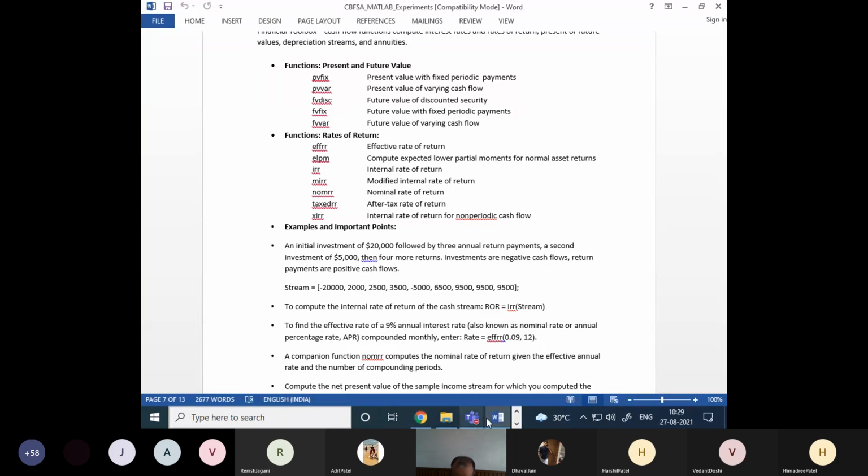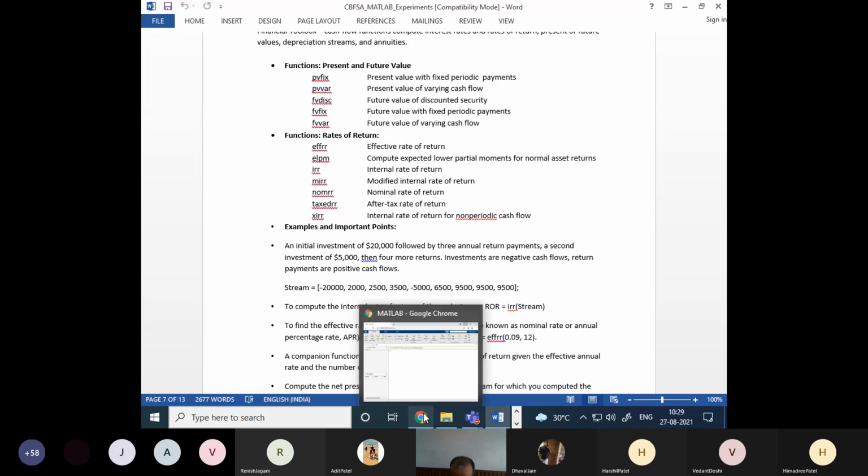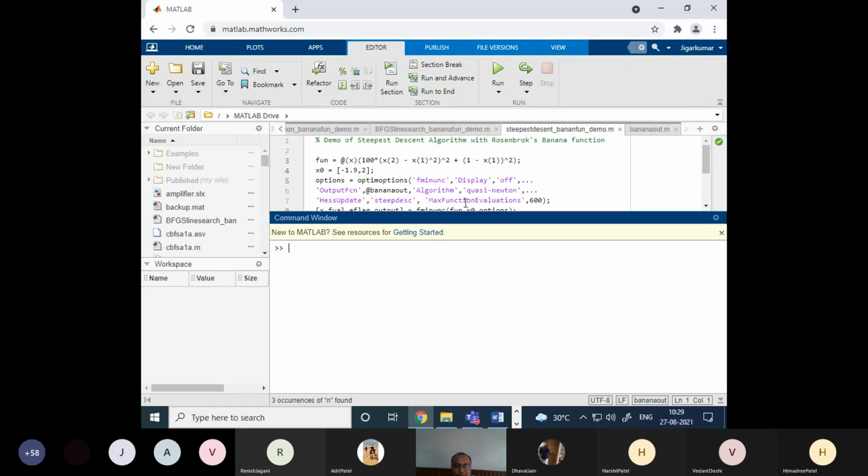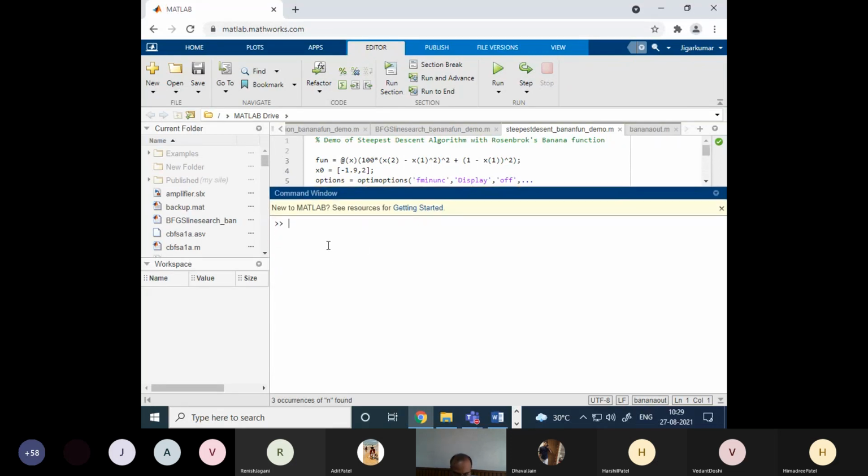Yeah, so shall we proceed with MATLAB? All right, let me open MATLAB Online. So I have opened it. Let me minimize it. Okay.